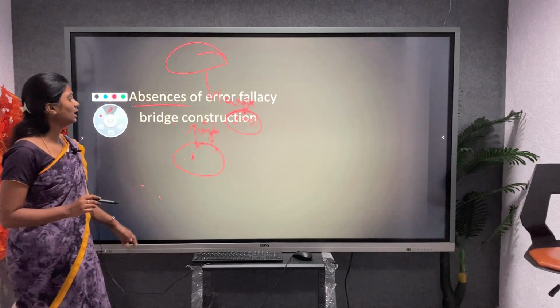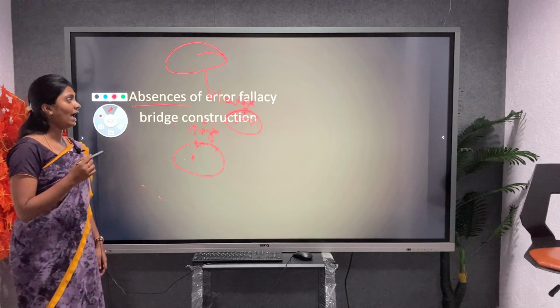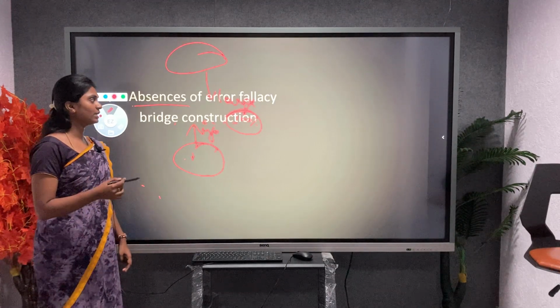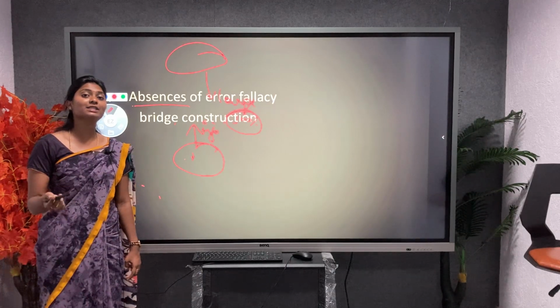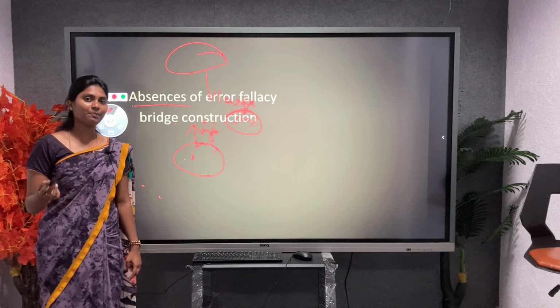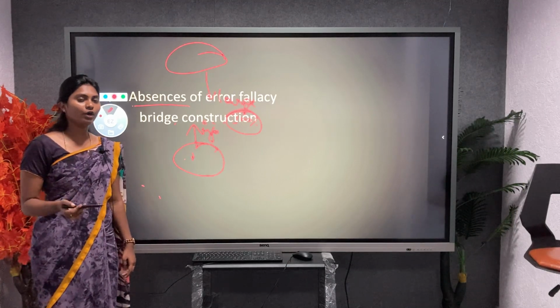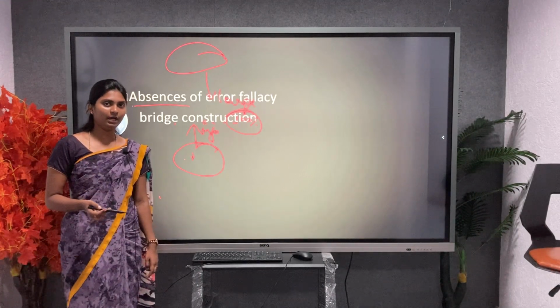The last one is the absence of error fallacy. What does absence of error fallacy mean? Error fallacy is when an error occurs in an unexpected way. We cannot identify where it is coming from. It may come in manually, or it may come in automatically.